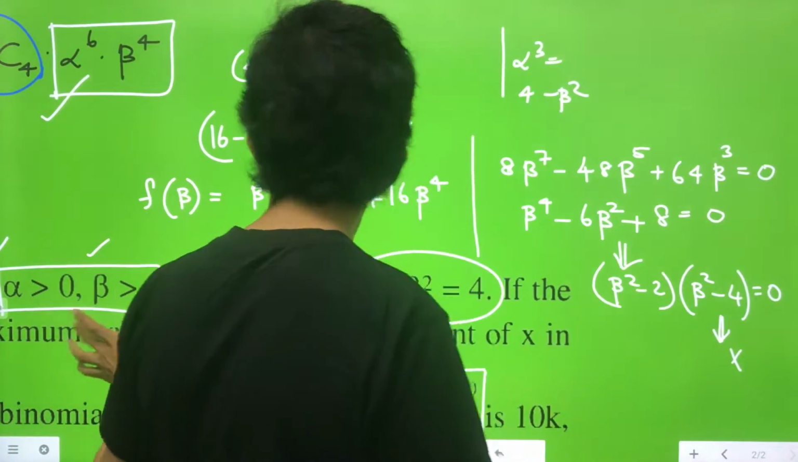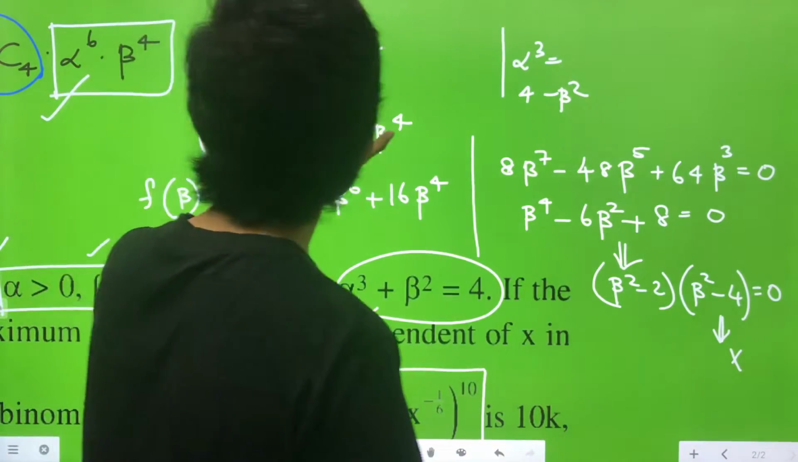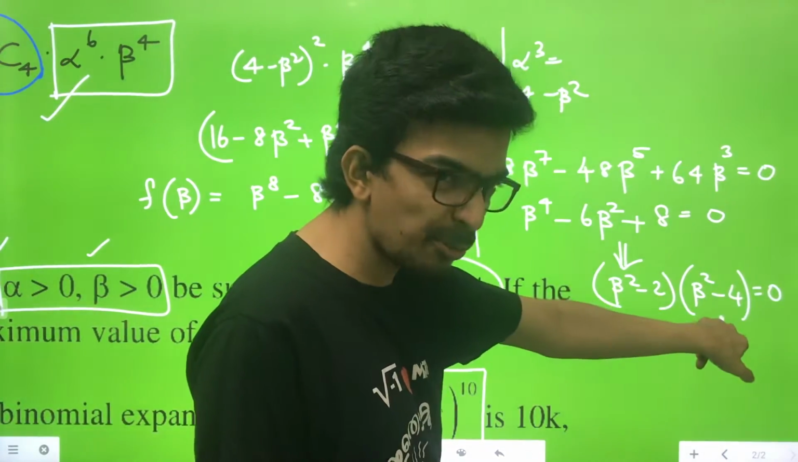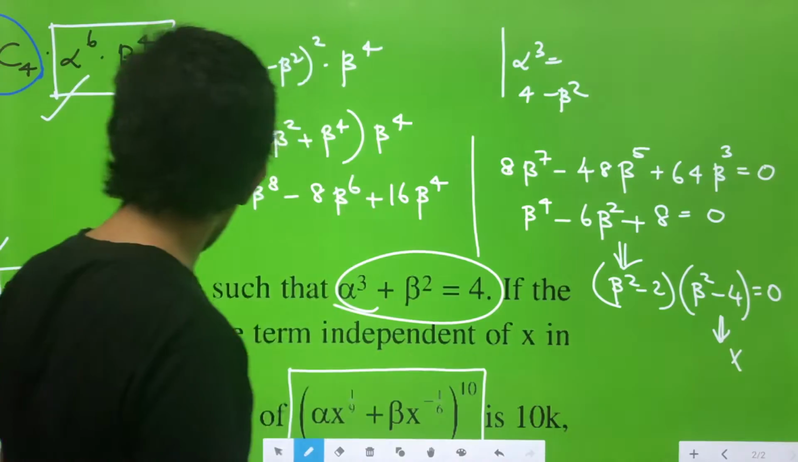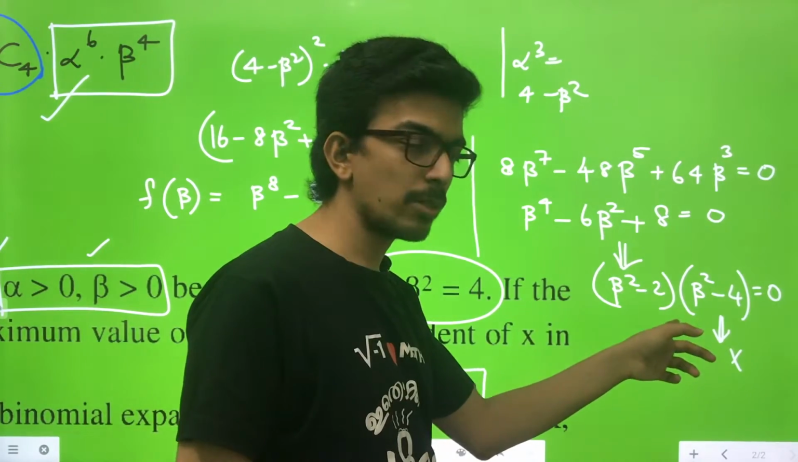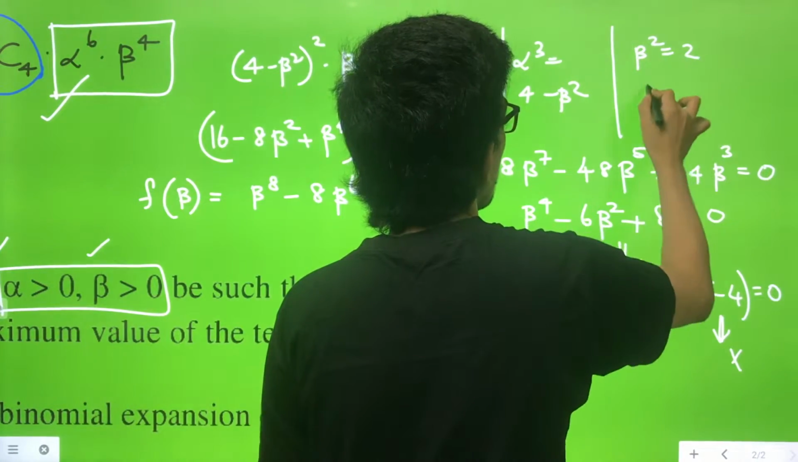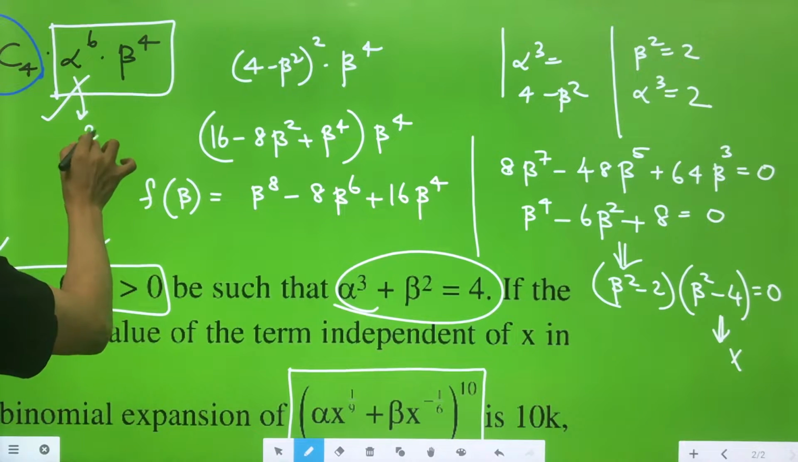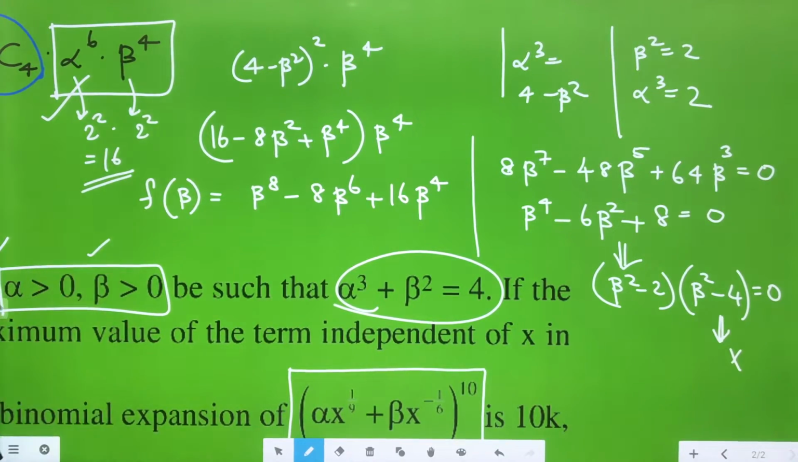So this value will definitely correspond to the maximum value. We have already seen that the minimum value, 0, was when beta square is equal to 4. But that will not happen in this particular question. They have restricted it in such a way that this function cannot become 0, so don't worry about that. You can just take beta square is equal to 2. So when beta square is equal to 2, your alpha cube value is going to be 2. So this value is 2 square, this value is 2 square, so this is 16.